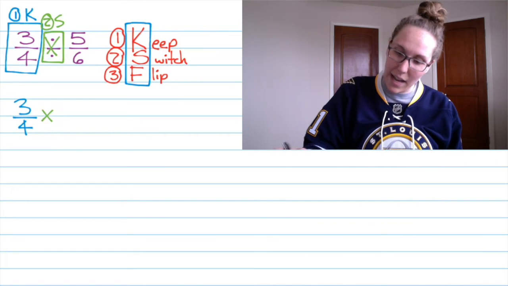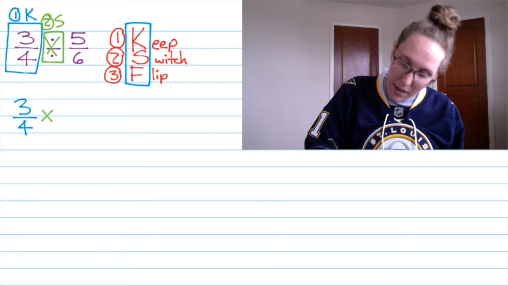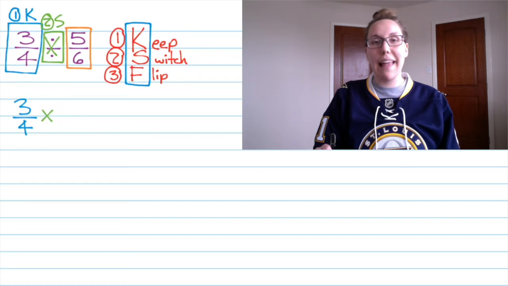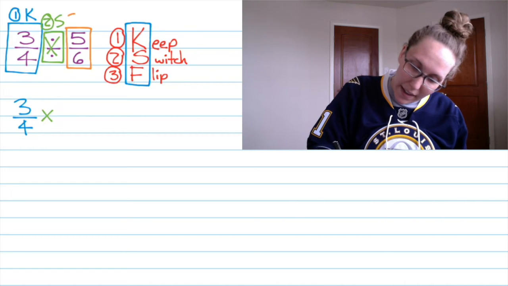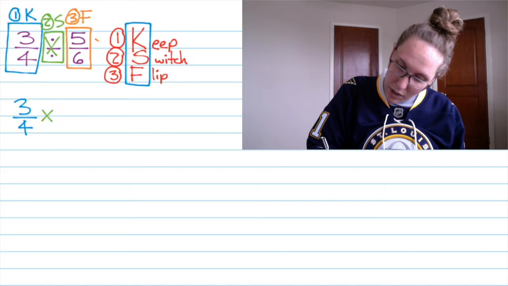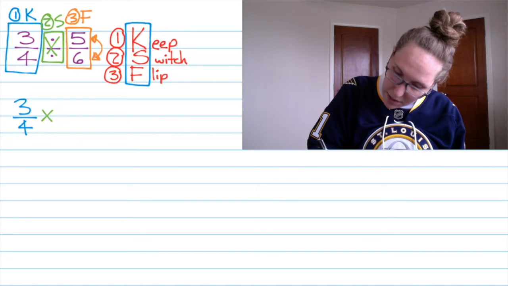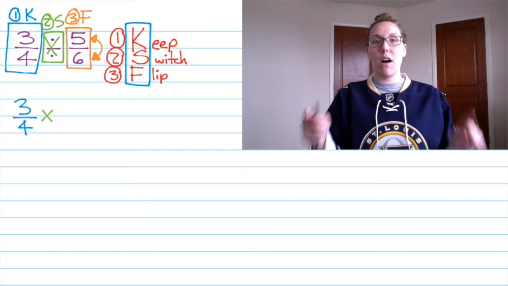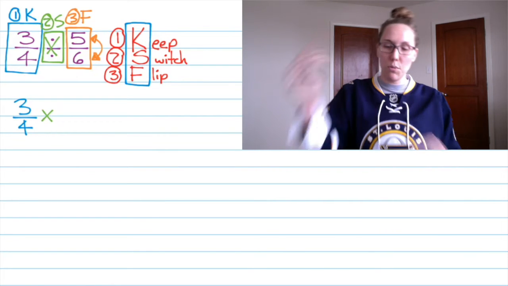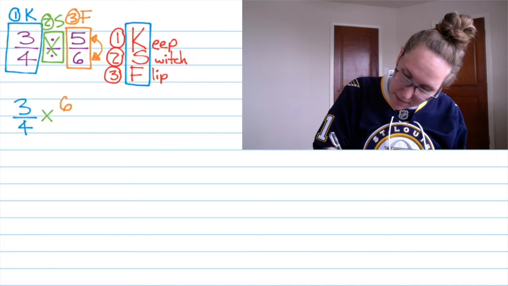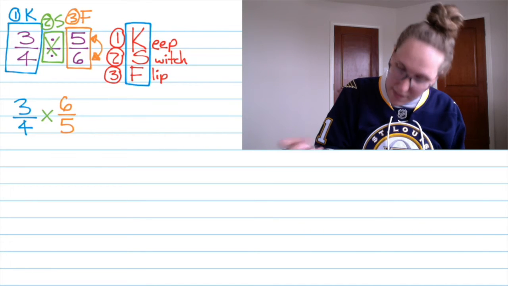Our last step is to flip. And that means we are going to take our last fraction here and flip it upside down. So we are just going to take what was on the bottom of the fraction, our denominator, and make it the top of our fraction, the numerator. We are going to flip it upside down. So 5/6 turns into 6/5.